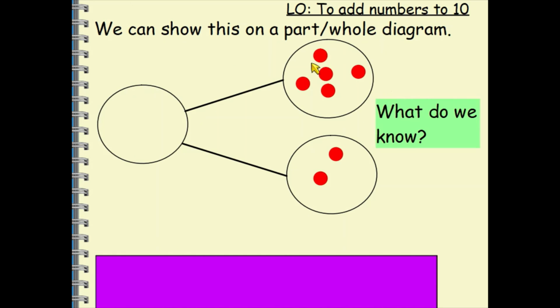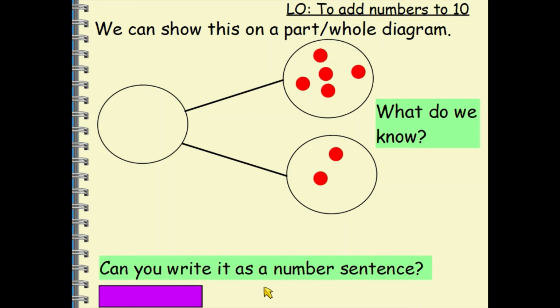I've got 5 counters in one hand. I must have 2 counters in the other hand if I've got 7 altogether. So 5 add 2 equals 7, or 7 equals 5 add 2.